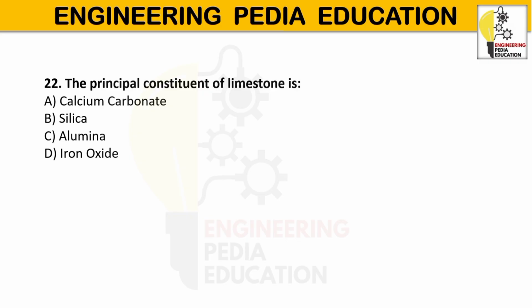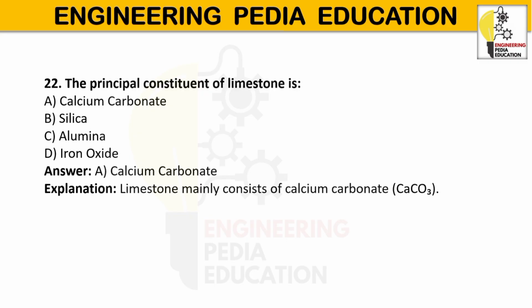Next question. The principal constituent of limestone is calcium carbonate, silica, alumina or iron oxide? So the correct answer is calcium carbonate. Limestone mainly consists of CaCO3, and it's mostly used for production of cement. In cement it is the main component, that is 60 to 70% is used.